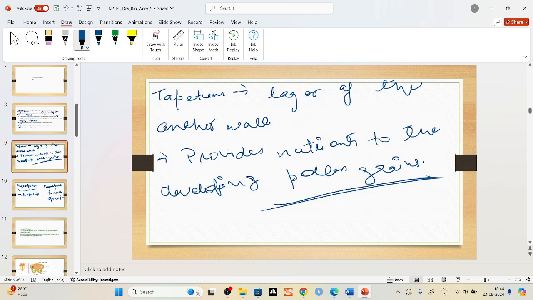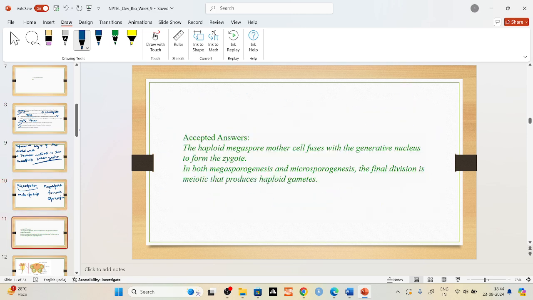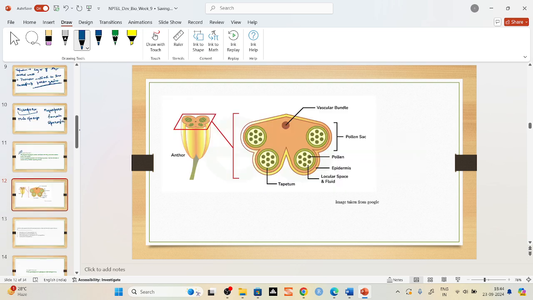So from this, what can we say are the incorrect options? There are two incorrect options. First is, in the haploid megaspore, mother cell fuses with the generative nucleus to form the zygote. And the second one is, in both megasporogenesis and microsporogenesis, the final division is meiotic that produces haploid gametes. So these are your two incorrect statements. So let us see this.